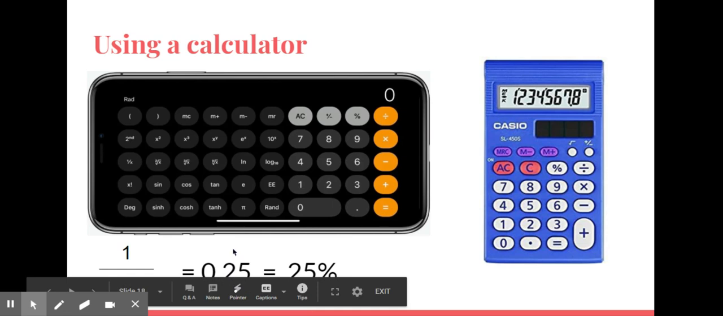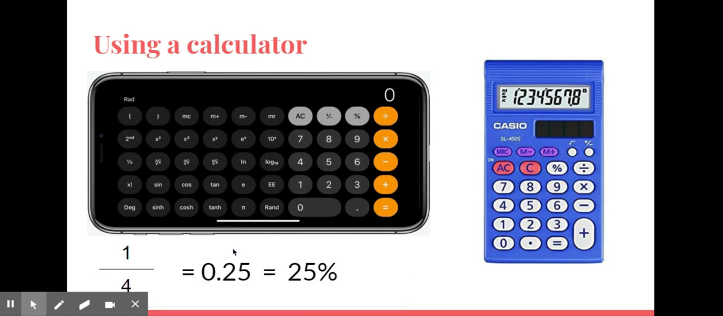In order to turn that decimal into a percent, you have two options. You can just push times 100, or you can move the decimal over 2 places in your head. So if you move the decimal over 2 places, you would get 25%.